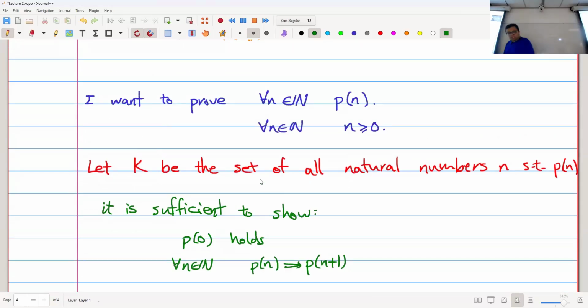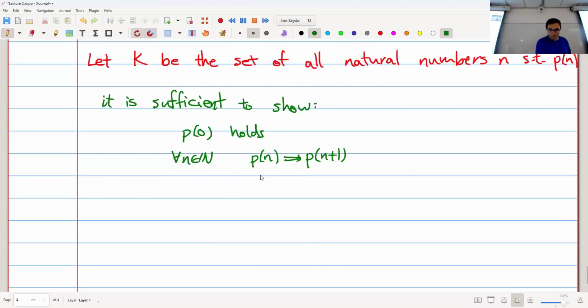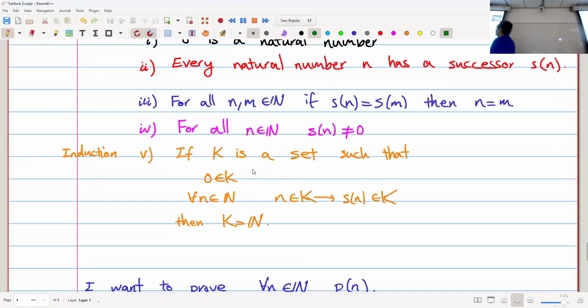Let me give you a preview of the next session because we're out of time. We're going to see two other ways of writing this axiom number 5. So we're going to see two alternatives, or two equivalent ways of writing this axiom. One of them is called well ordering. And well ordering says that every non-empty subset of N has a smallest element. It has a min. So again, this is something that makes intuitive sense.